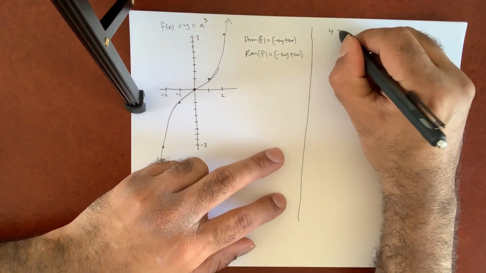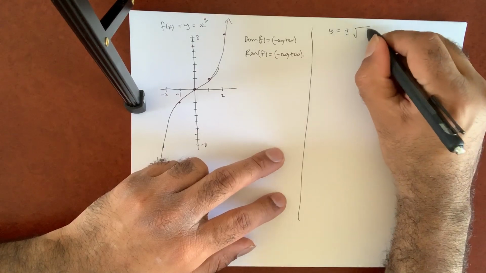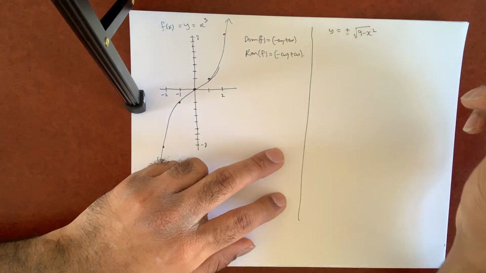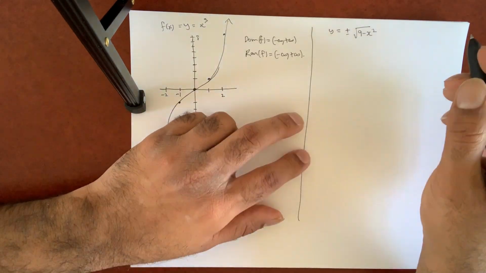Let's look at plus and minus the square root of 9 minus x squared. So we actually have two functions here, but they turn out to be very much related.